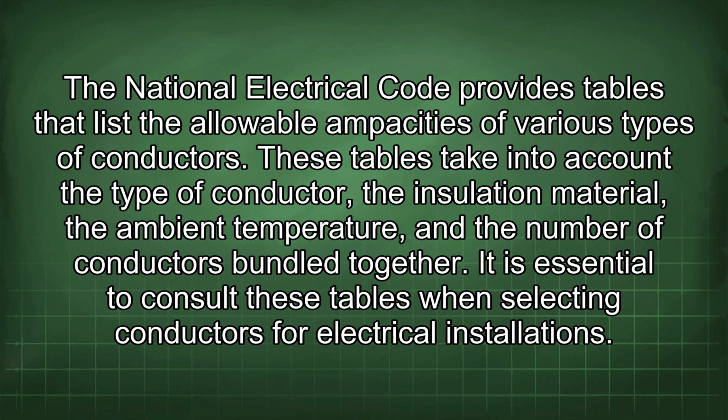The National Electrical Code provides tables that list the allowable ampacities of various types of conductors. These tables take into account the type of conductor, the insulation material, the ambient temperature, and the number of conductors bundled together. It is essential to consult these tables when selecting conductors for electrical installations.